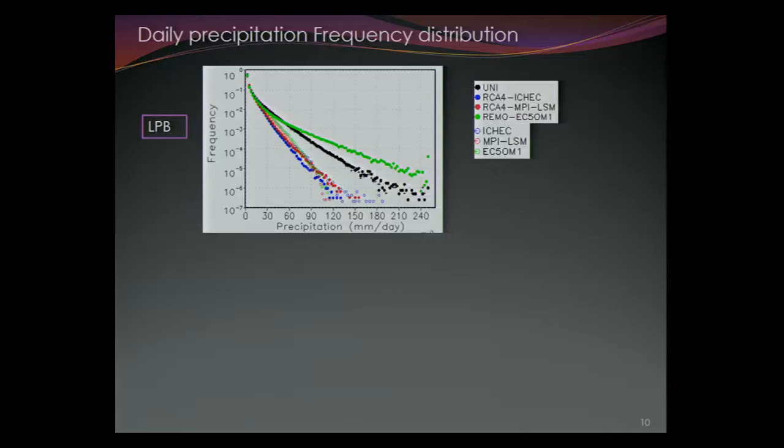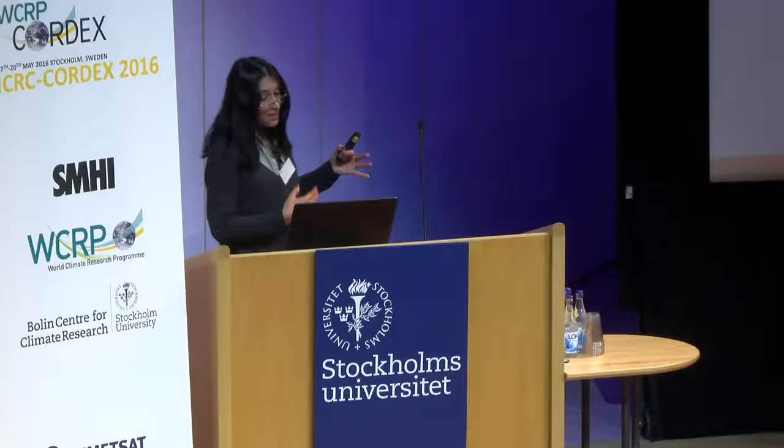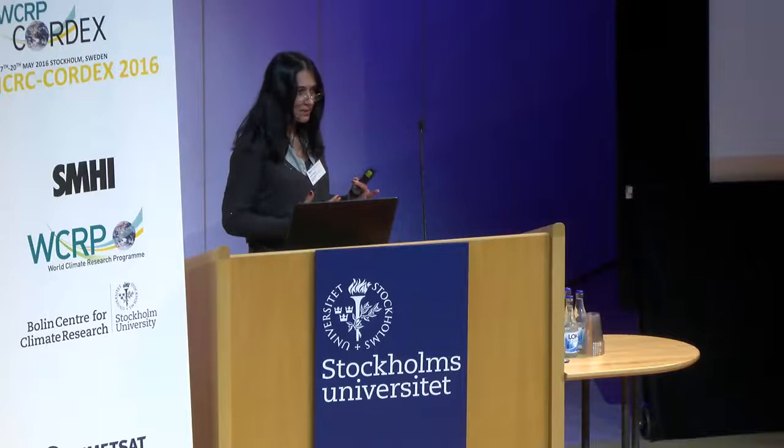figure which shows the precipitation density distribution, the daily precipitation frequency for La Plata Basin. The filled circles are regional models and the open circles are global models, and the black is observation. It is not so clear in La Plata Basin that the regional models are better in this metric, but mainly because the models used to have a very strong underestimation.